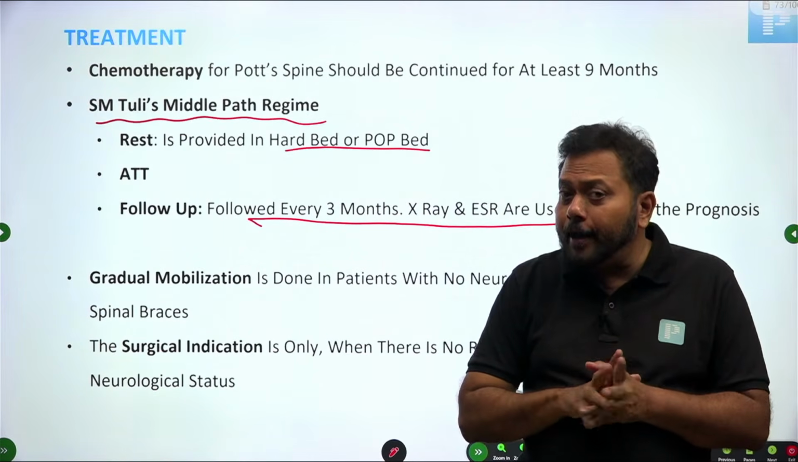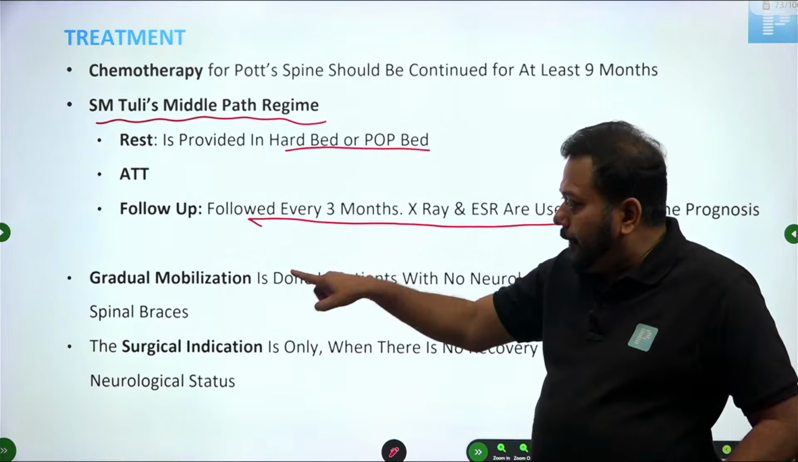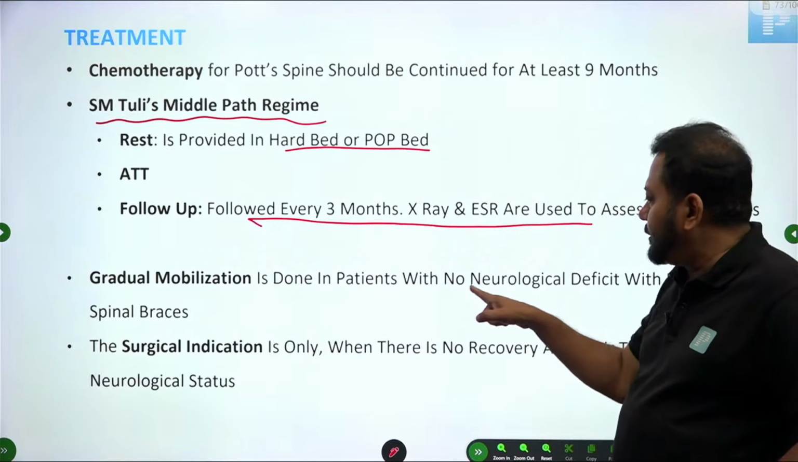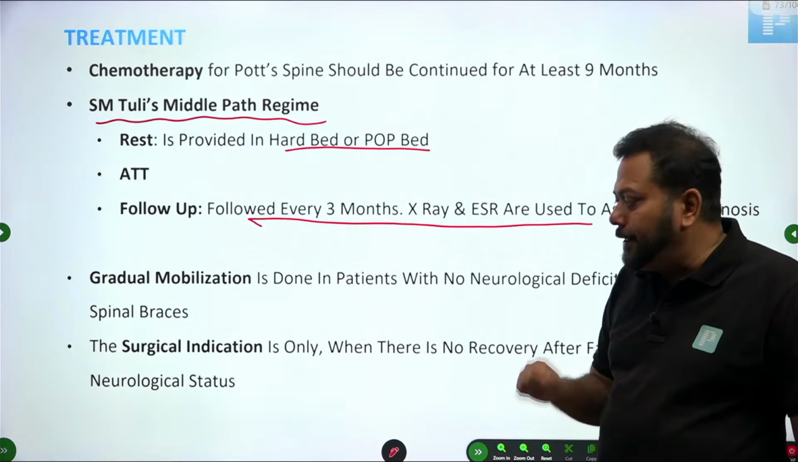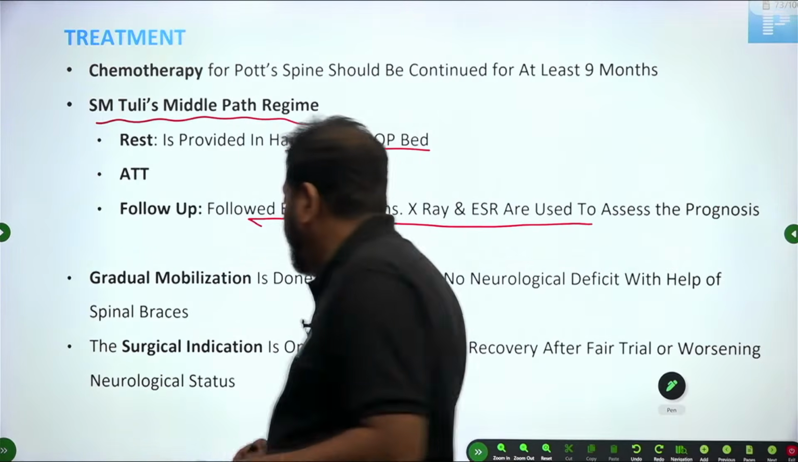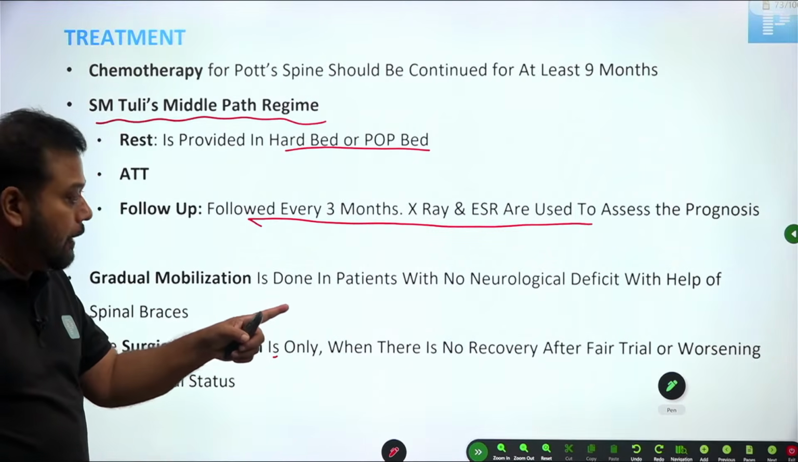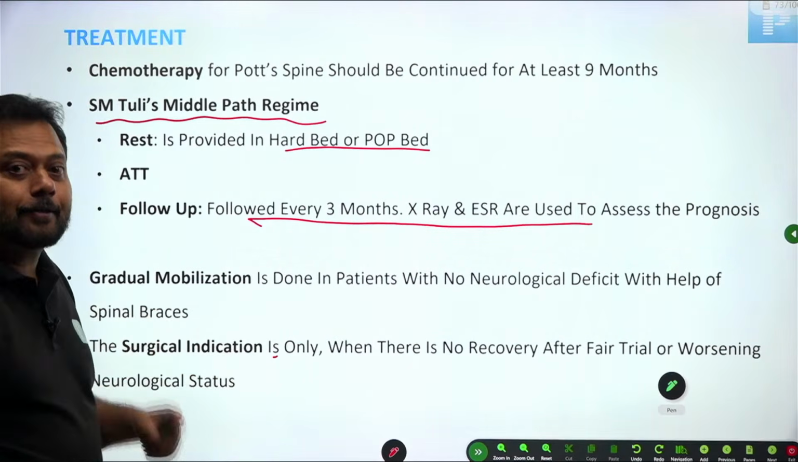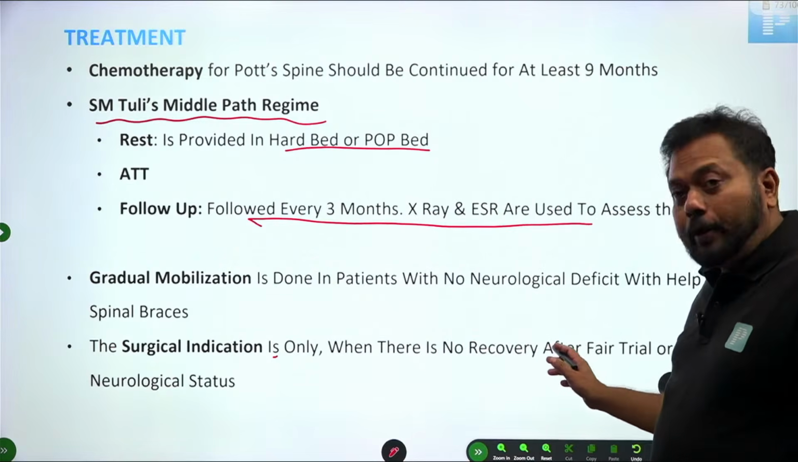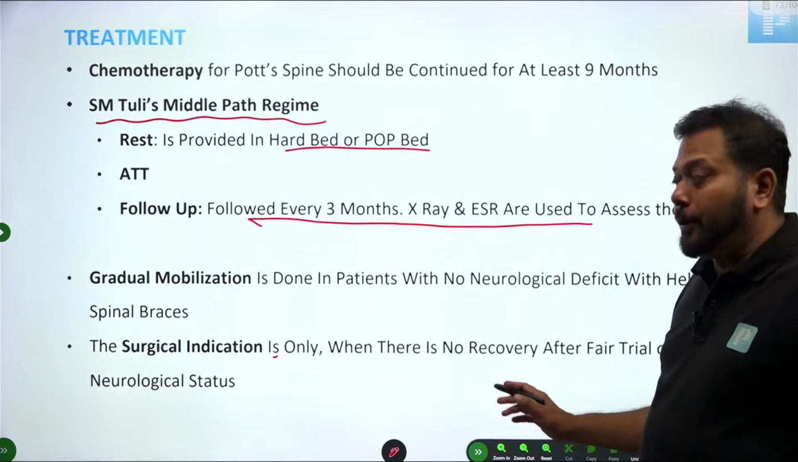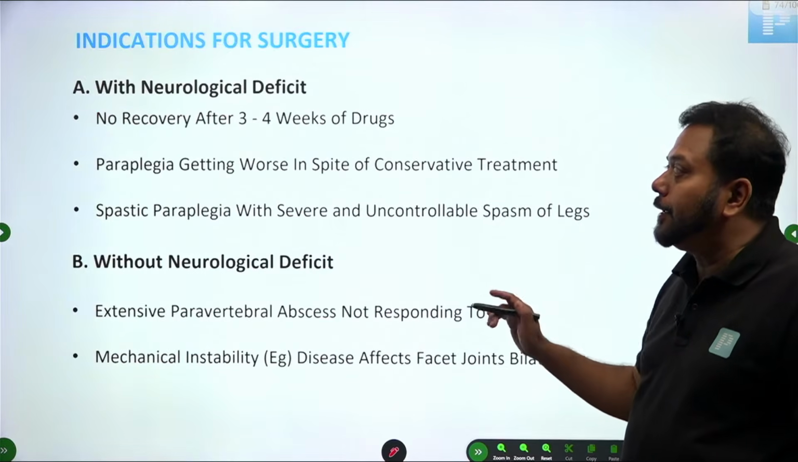Unnecessarily don't go for a spine surgery. Try to manage conservatively. Gradual mobilization is done. A patient with no neurological deficit helps too. When is surgery indicated? Only when there is no recovery after a fair trial, or worsening neurological status. If you had waited for 6 months and there is no improvement, then you have to go for surgery.